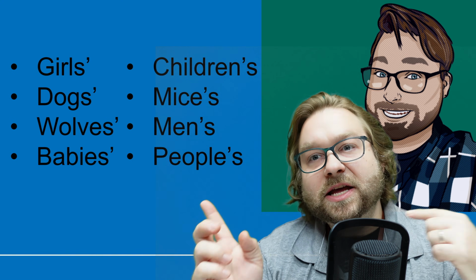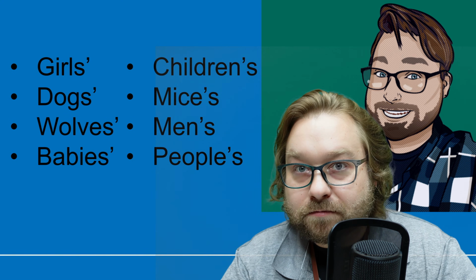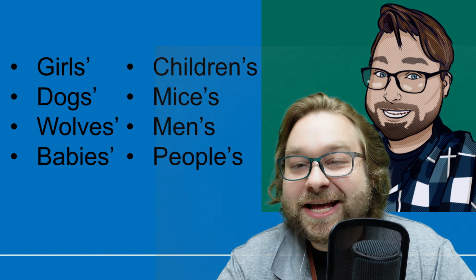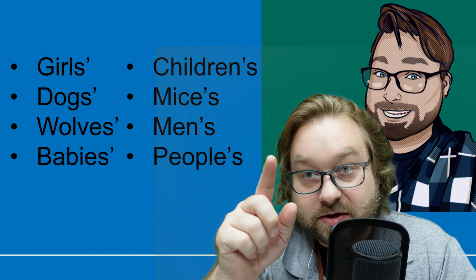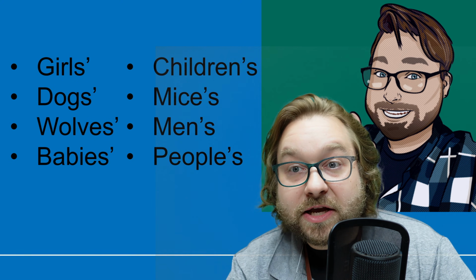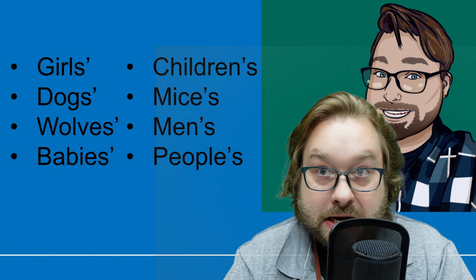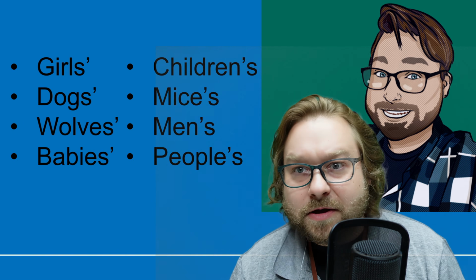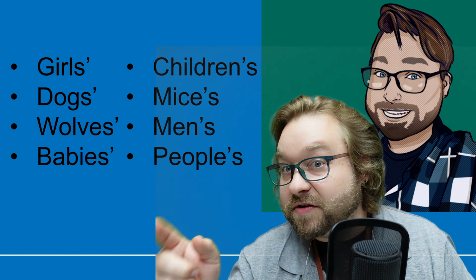But what about the irregular ones next to it on the right side? Children, there's no S, like we said, so we make apostrophe S. Mice, well, it's an irregular, apostrophe S. Men, irregular, apostrophe S. And people, many persons, apostrophe S, people.